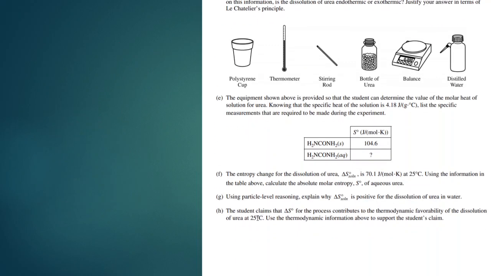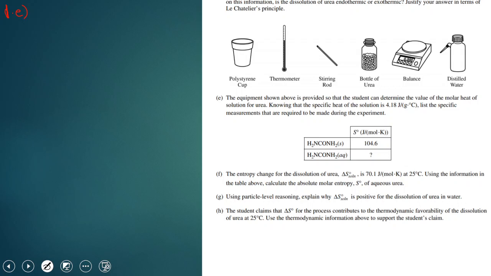Alright, so moving on to question E. 1E is definitely an experimental question. So it is conceptual still, but it's more experimental based. It says that we have a ton of equipment and we're trying to identify the value of the molar heat of solution for urea. Knowing that the specific heat is 4.18, find out the specific measurements that are now required to be made. Now, in case you didn't know, we are dissolving urea in water.